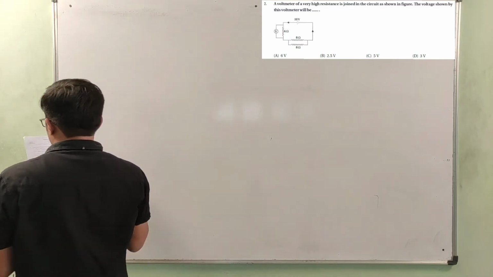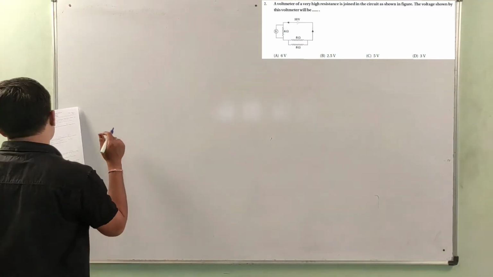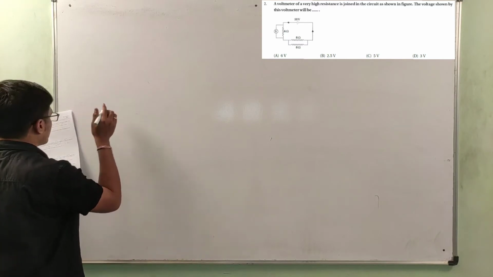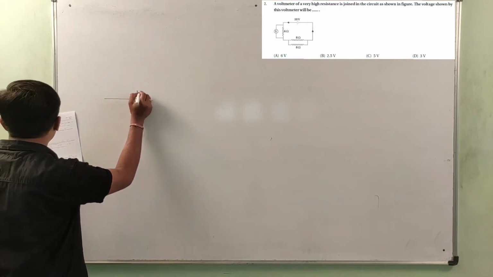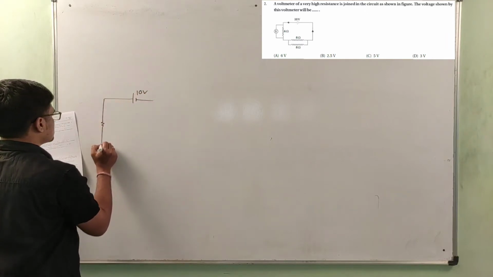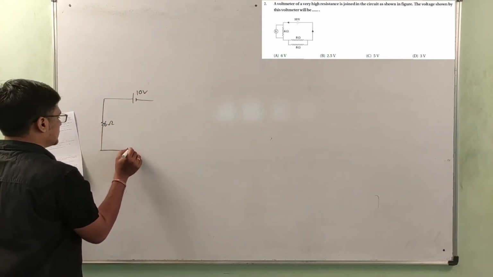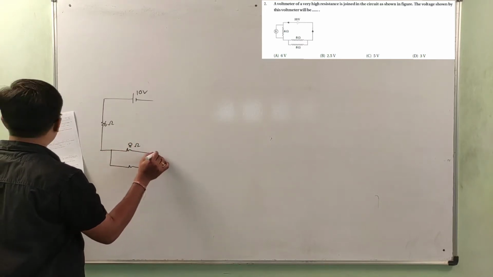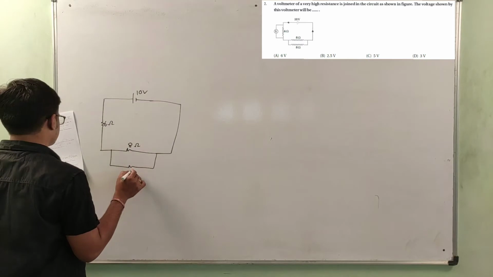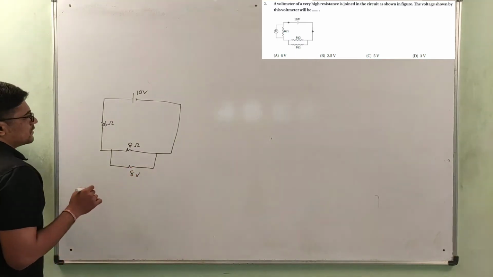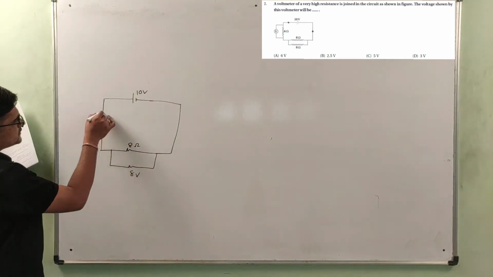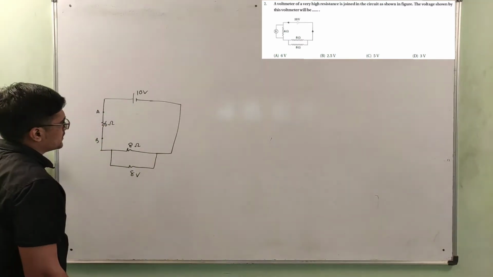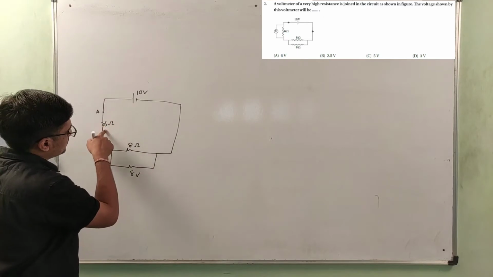Question number 2. A voltmeter of very high resistance is joined in the circuit as shown in the figure. The voltage shown by the voltmeter will be. The voltmeter is connected at the two terminals of 6 ohm. So whatever the voltage at the two terminals of 6 ohm appears in the voltmeter. So to find the potential difference between these 2 points, you should know the current flowing through those 2 points.